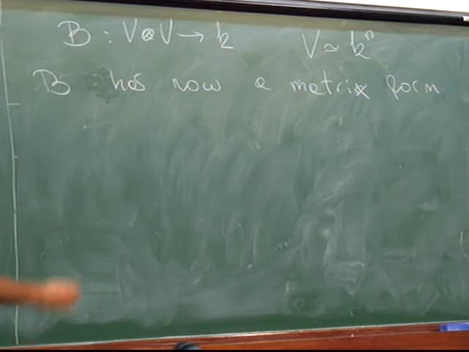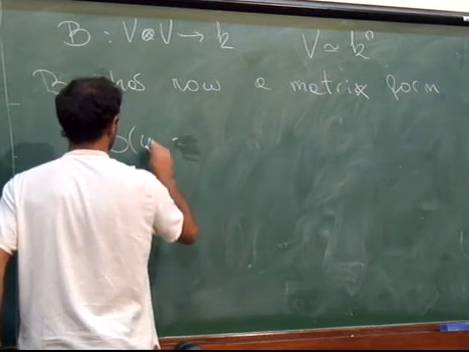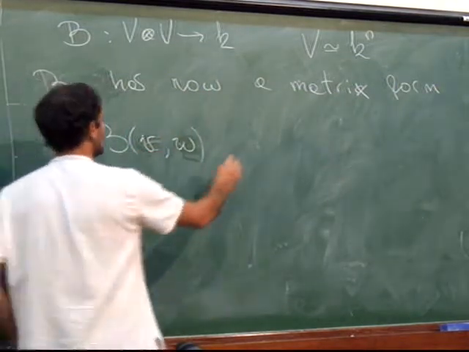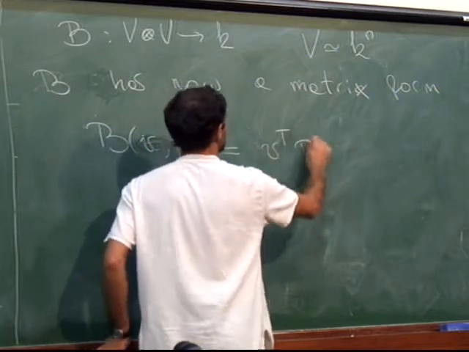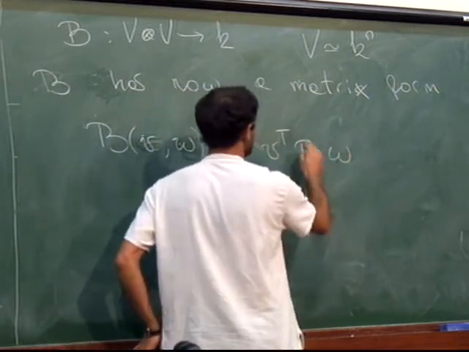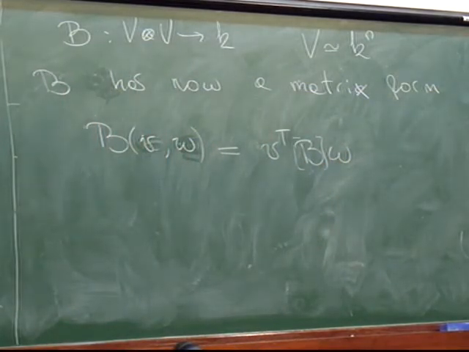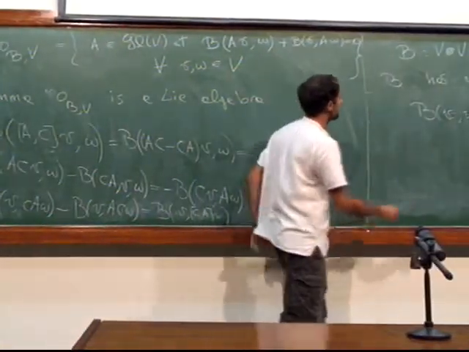So people usually write something like this. If you have some B of U, V, W, where these guys are row vectors in K^n, then this is, let's say, V transpose times B times W, and now this guy is the matrix representing this bilinear form. So once you choose bases everywhere, then this condition of preserving the bilinear form gets translated into the following thing.